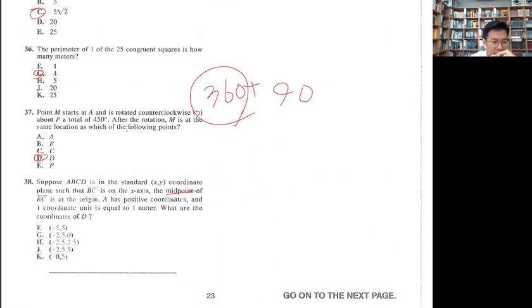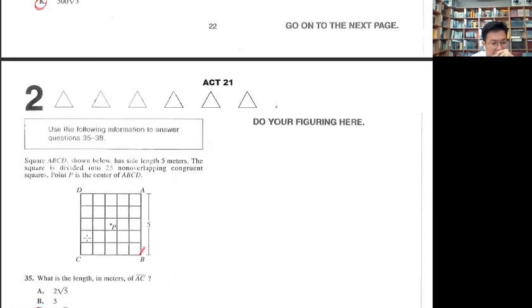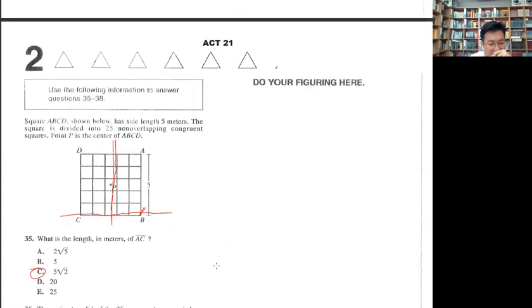It says between BC, midpoint of BC at origin, right? Yeah, so this is origin. So minus 2.5 and 5.